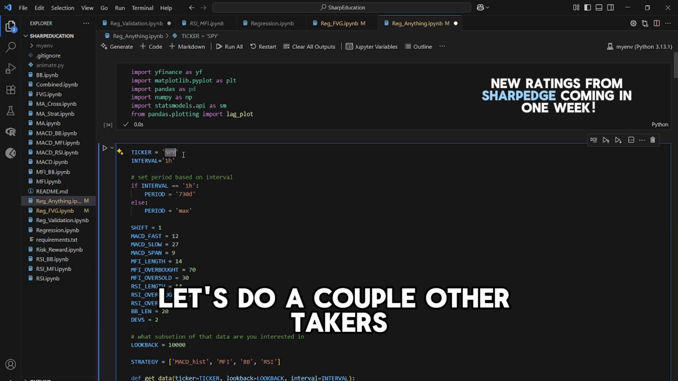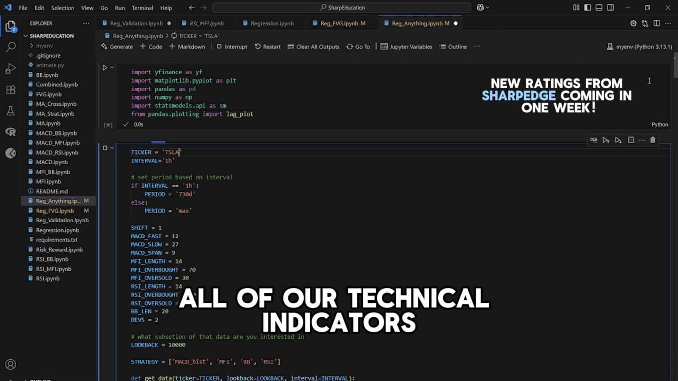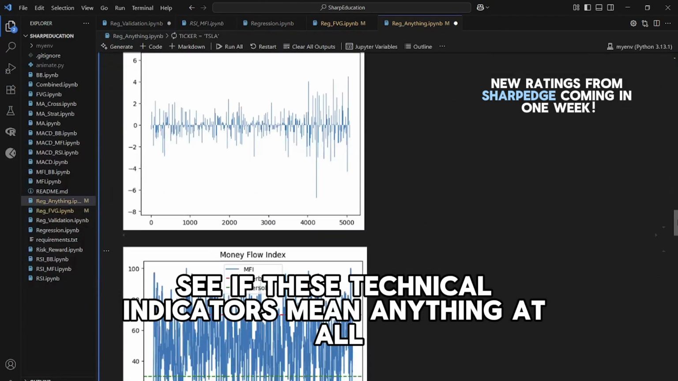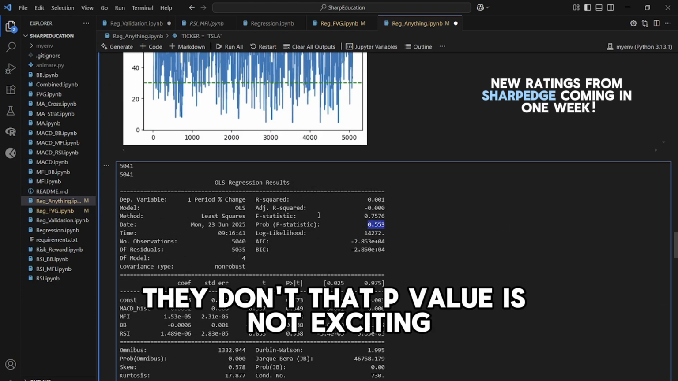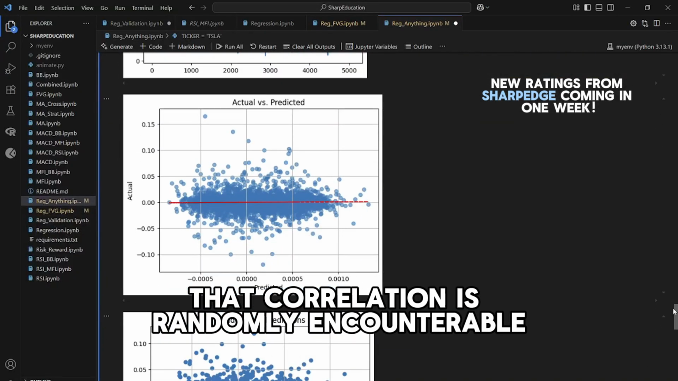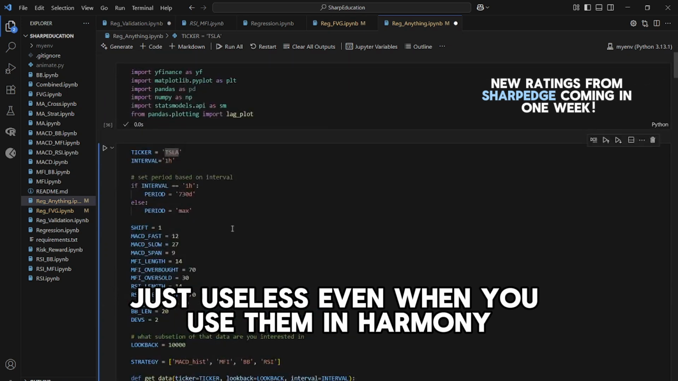Let's do a couple other tickers. Let's take Tesla, 1 hour in the future, all of our technical indicators, and see if there's any relationship, see if these technical indicators mean anything at all on an hourly time frame. They don't. That p-value is not exciting. That correlation is randomly encounterable. Just useless, even when you use them in harmony.